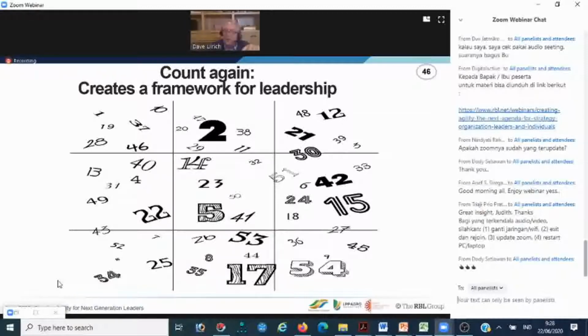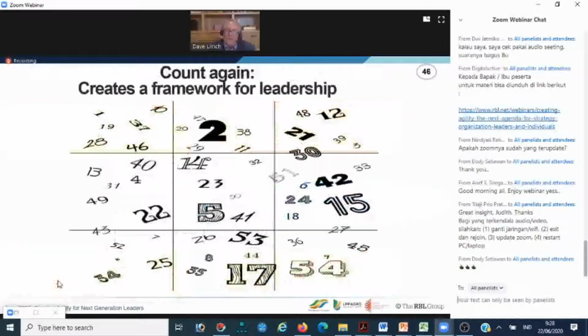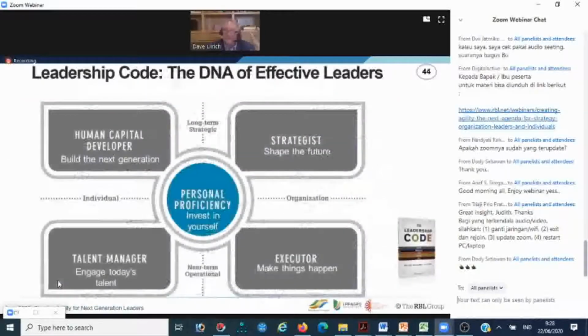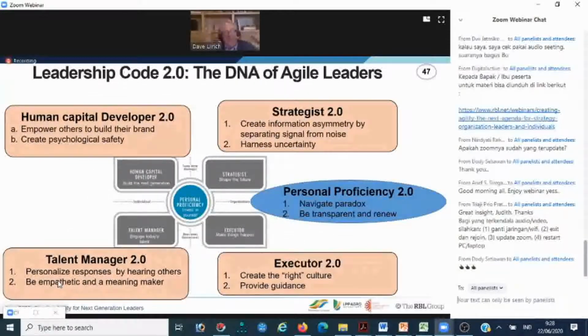1, 2, 3 across the top. 4, 5, 6 in the middle. 7, 8, 9 across the bottom. Then 10, 11, 12. And what we have is a framework for leadership. And we've discovered that the basic framework for leadership has 5 basic features: strategy, execution, talent, human capital, and personal.